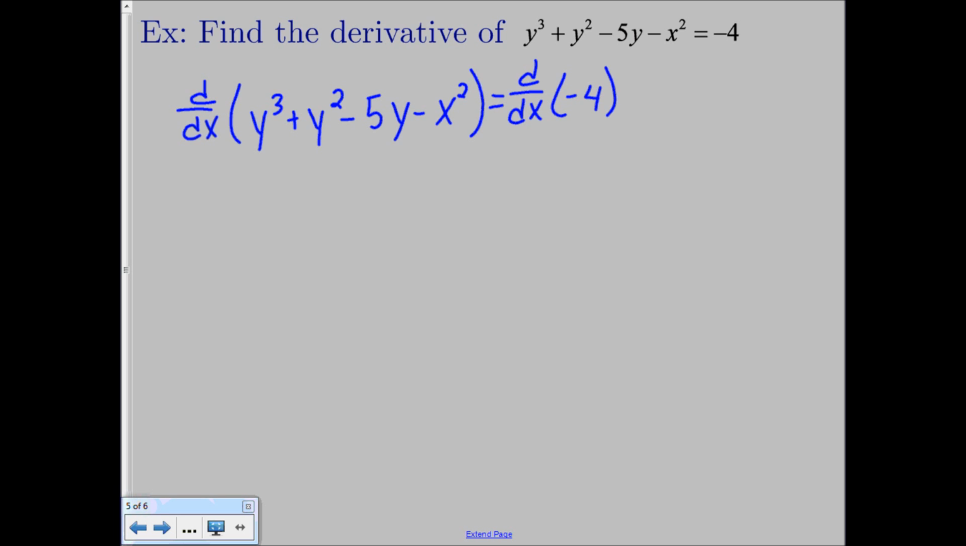So the nice thing about this first example problem is that we don't have any terms on either side of the equation where we have x's and y's that are mixed together. So we don't have to use any product rules or anything like that. We can just go straight through and use our chain rule to take our derivative.